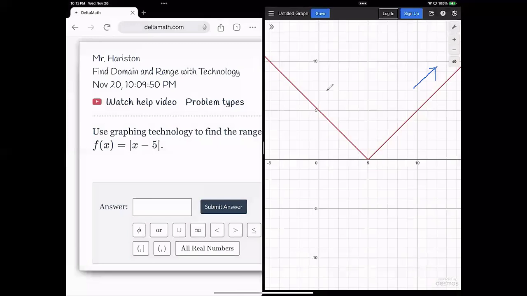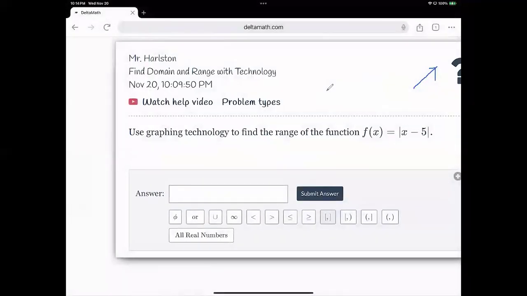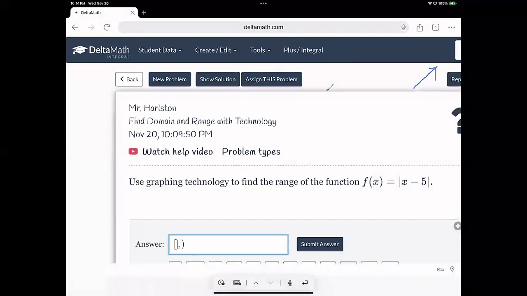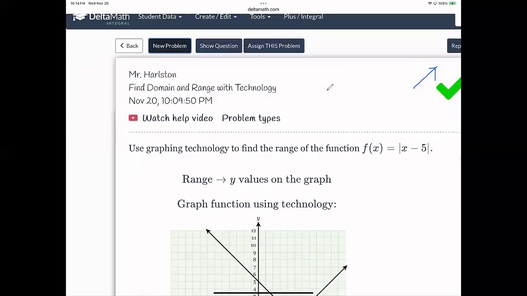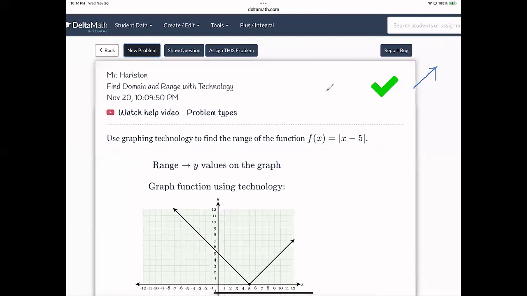So let me delete this and let's enter that. All right, so I'm done with the graphing calculator for now. It's going to be a bracket at 0, and then it's going to go to infinity. Submit it, and it says that's a great job. So that's what you're doing. You treated the lines going off the screen like arrows. That's the key idea. Okay, let's do another one.